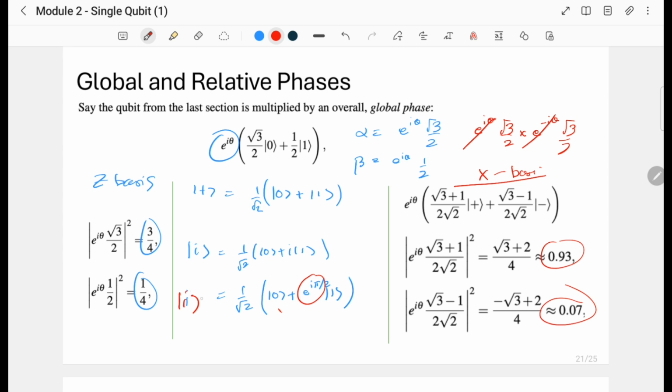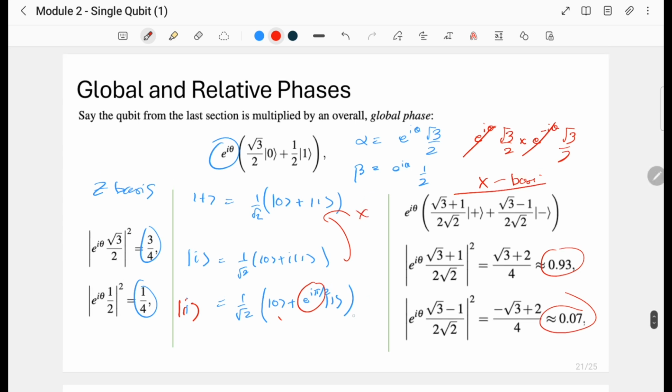We cannot disregard this at all, because this changes the meaning completely. With the relative phase, the state is i. If we remove the relative phase, it will become plus. So this is very important. So these two states correspond to different points on the Bloch sphere, and they can be distinguished by measurements in appropriate basis. So we can measure this in the x basis and this in the y basis. However, if we try to measure it in the z basis, this doesn't change anything, and we still have a 50-50 probability.